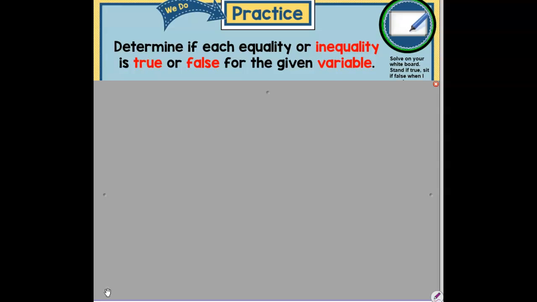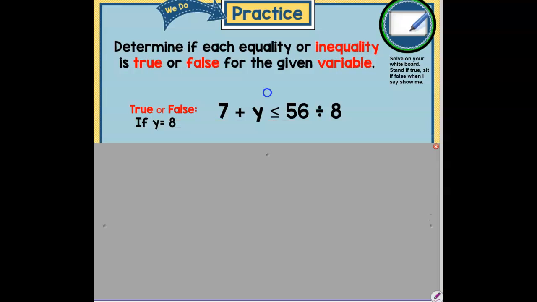Determine if each equality or inequality is true or false for the given variable. So let's look at this one. Write it down. 7 plus y is less than or equal to 56 divided by 8. If y equals 8, go ahead and substitute that value in, evaluate it, but when you're done, your final step isn't just figuring out what both sides are. Does this inequality make it true or false? So I should see two numbers on there, and then I should see either a true or a false as well. So go ahead and solve.